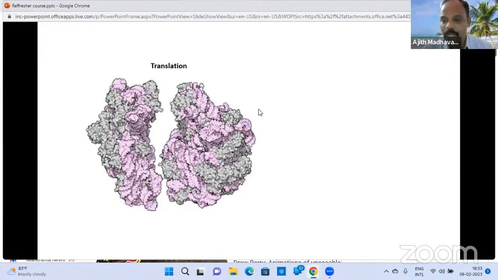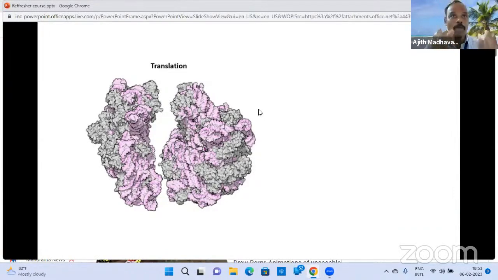Very quickly, I have surpassed my time, I think. But anyway, let me continue with the process called translation. So as indicated in the central dogma, the information present in the DNA molecule is rewritten into another closely resembling chemical moiety, a chemical counterpart called RNA molecule. And from the RNA molecule, it has to be converted to protein.